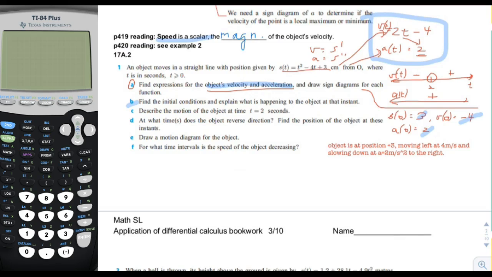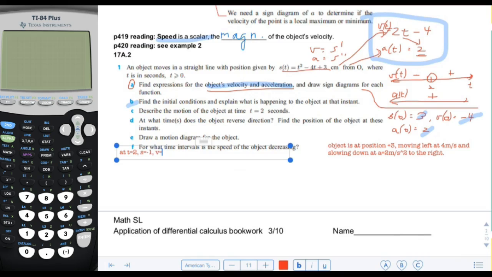Now let's look at C. Describe the motion of the object at time t equals 2. At t equals 2, s is equal to 2 squared minus 4 times 2, so it's 4 minus 8, negative 4, plus 3 is negative 1. So the position is negative 1.